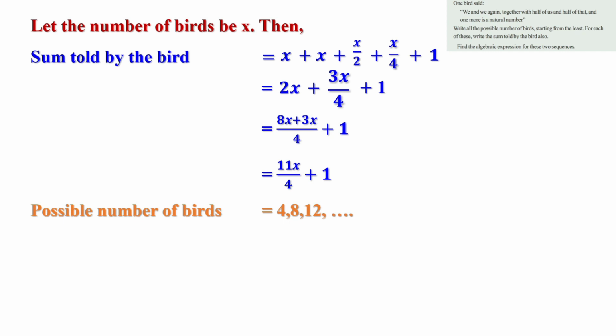Now let us find the sum told by the bird. The first sum is when you give x equal to 4 and you have seen that is 12. Now when x is 8, what happens? 2 4s are 8. So you will get 2 here. 11 into 2 is 22. 22 plus 1 is 23. So that is the second possible sum. Now when x is 12, what happens? 3 4s are 12. So 11 into 3 is 33. 33 plus 1 is 34. So the sum told by the bird can be 12 or 23 or 34, etc.